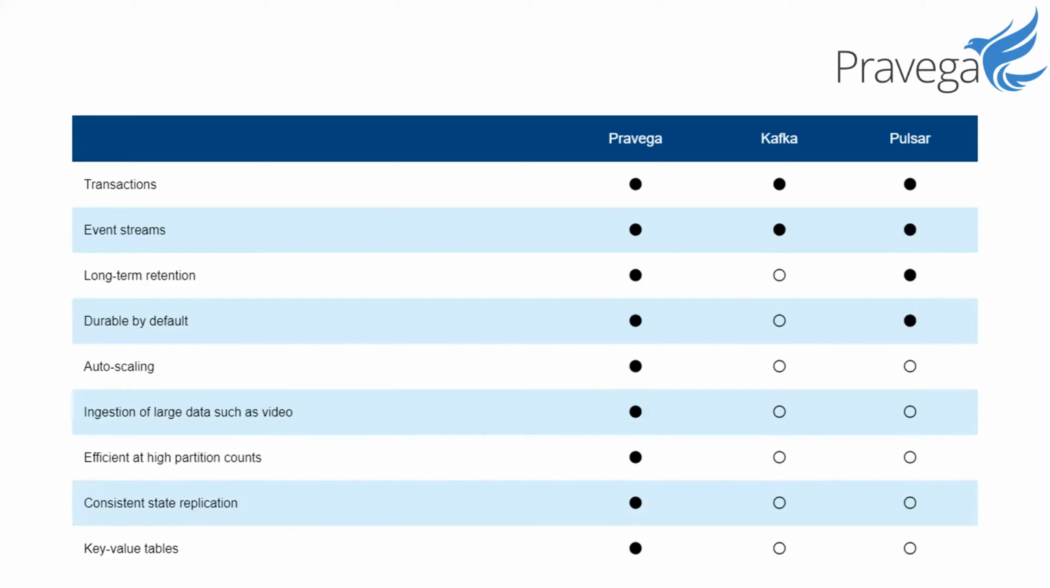Kafka and Pulsar are doing this as well with packing buffers into messages, but we have a pure byte stream. There aren't segmented buffers. We're efficient at high partition counts as well as at high producer counts. I'll show that in the next slide. Consistent state replication, that's using the guarantees of our segments to do the state replication, and then key value tables is a recent addition to Pravega.